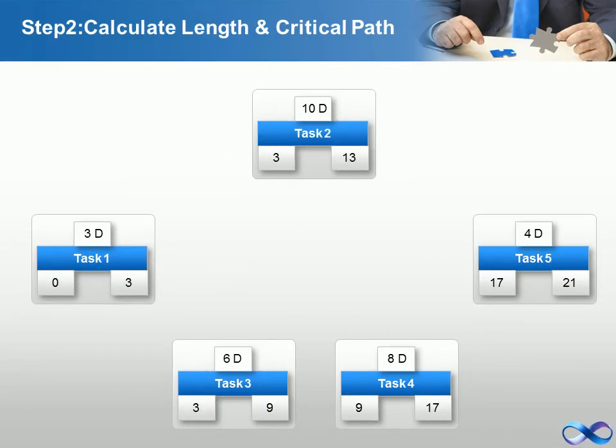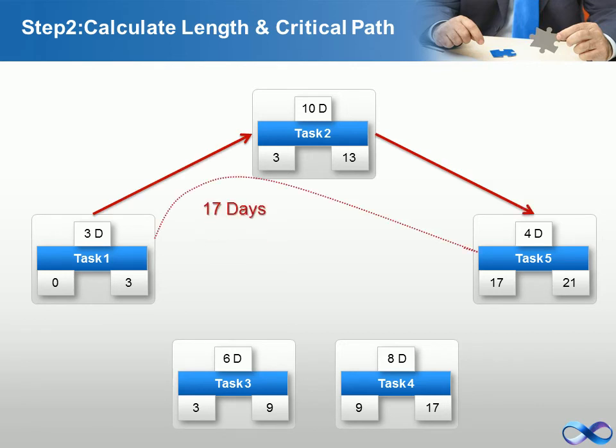Step 2. Calculate the lengths of all paths and determine the critical path. The length of the first path, Task 1, Task 2, Task 5, is 17 days. The length of the second path, Task 1, Task 3, Task 4, Task 5, is 21 days. The critical path, or the longest path, is 21 days. Please note that we obtained the same result for EF for Task 5, that is 21 days.